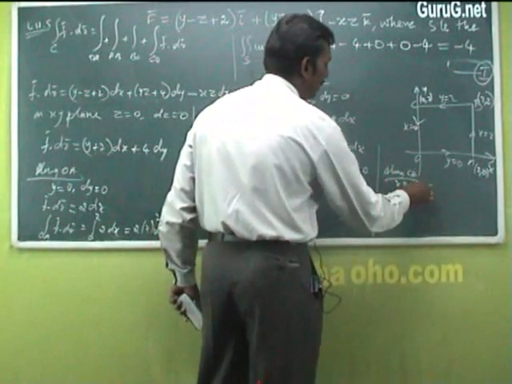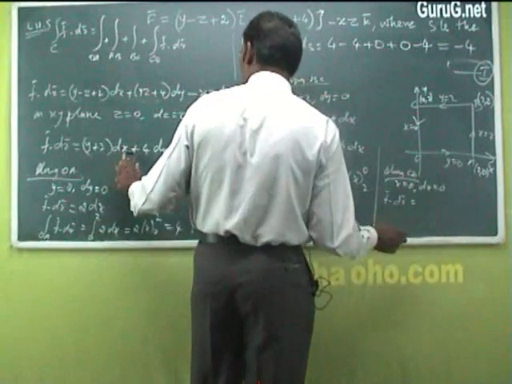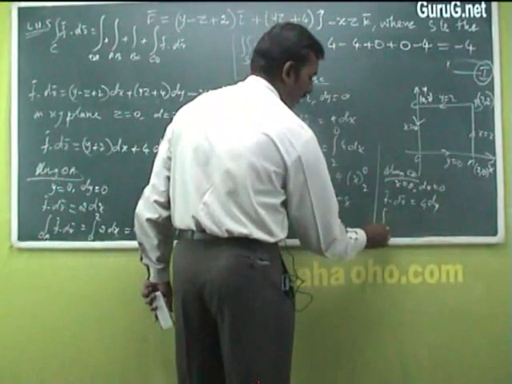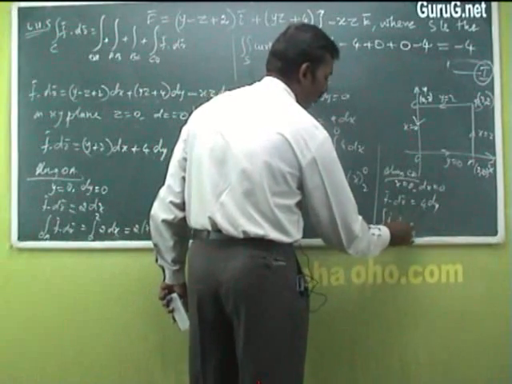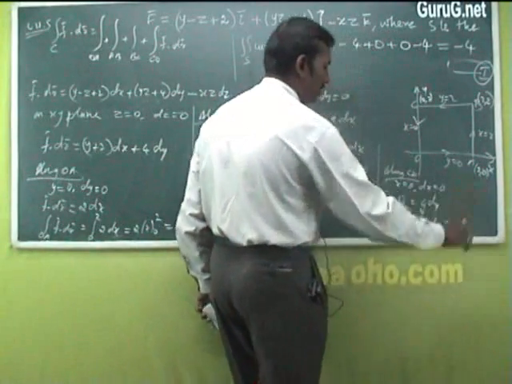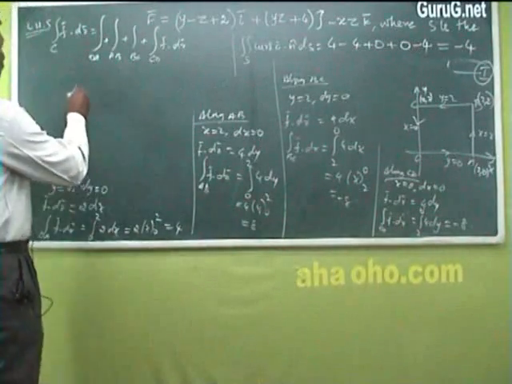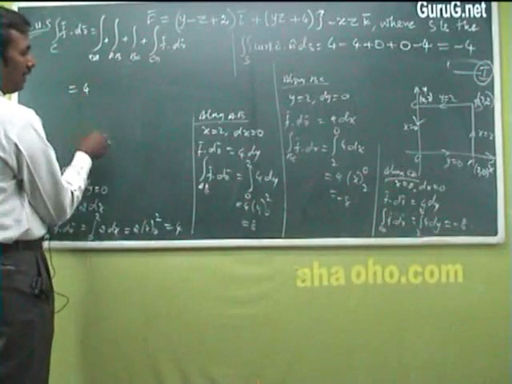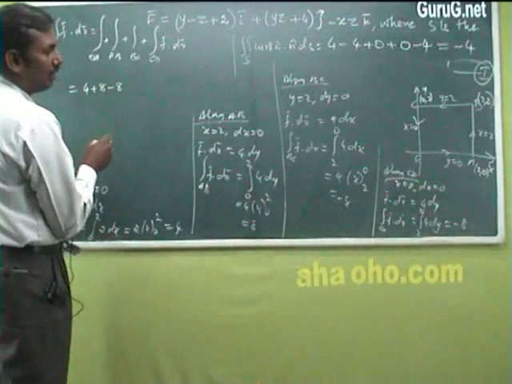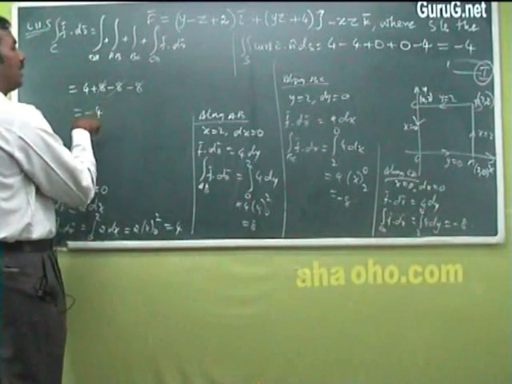Then along CO, x equal to 0. So dx equal to 0. So F dot dr equal to, so this is 0 and 4 dy. So y varies from 2 to 0. The integral over CO of F dot dr equal to 2 to 0 of 4 dy, which is equal to minus 8. So therefore substitute here. OA is 4, AB is 8, then BC is minus 8, then CO is minus 8. So this is equal to minus 4.